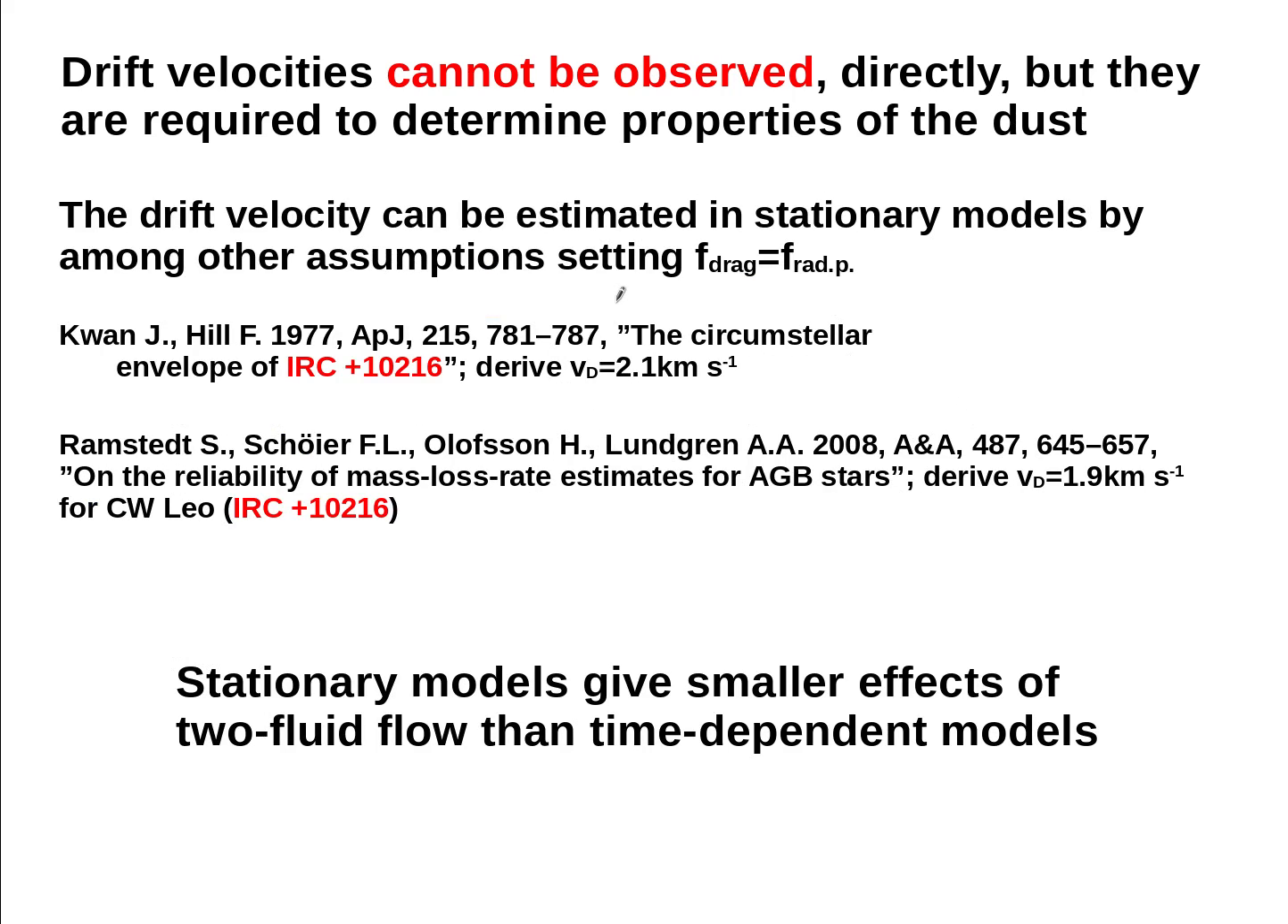The drift velocity can be estimated by setting the drag force equal to the radiation pressure in the model. And this is what these two studies have done for the object IRC +10216. They both derive something like 2 kilometers a second. The thing is, of course, that these two papers assume a stationary outflow. Our results show that stationary models give smaller effects than our time-dependent models when it comes to drift velocities and to fluid flows.